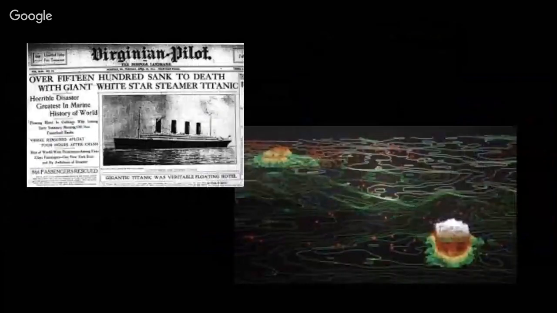Additionally, that happens to be the way that they found the Titanic. They didn't just make a good guess and go down and find it. They used multi-beam backscatter bathymetry to find the Titanic as well.